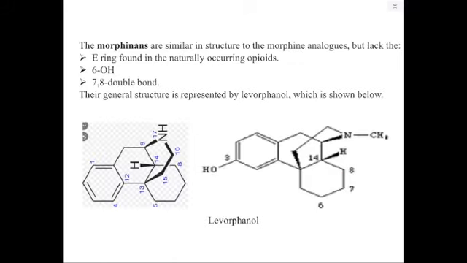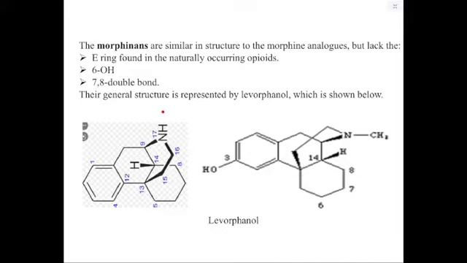So now that next category, whereby you do quite a number of changes, you remove the ether linkage, you remove also the 6 hydroxyl group, you remove the 7,8 double bond, the resultant molecules are called morphinans. So the next category of morphine analogs are the morphinans.